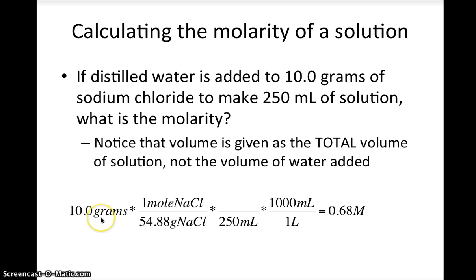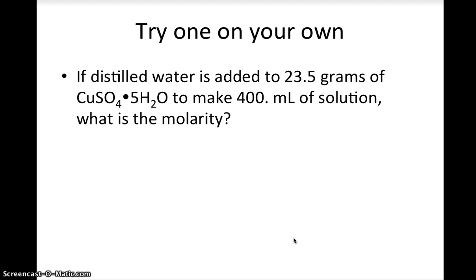But we can see that all of our units cancel here to give us what we want. Our grams of salt have canceled to give us moles, and then our milliliters have canceled to give us liters on the bottom, so that we end up with moles per liter. Try this problem on your own. Pause the video, and then check back for the solution.